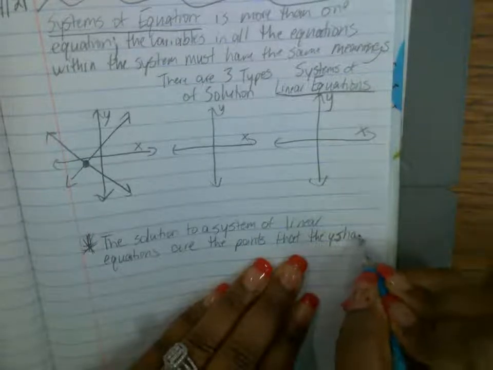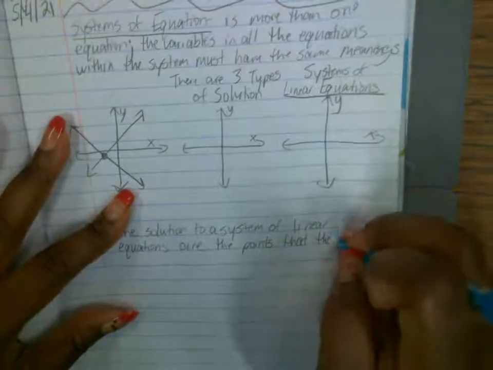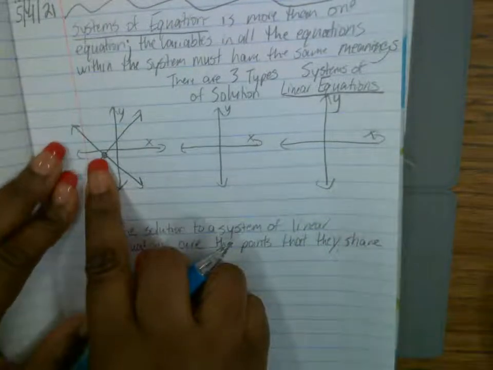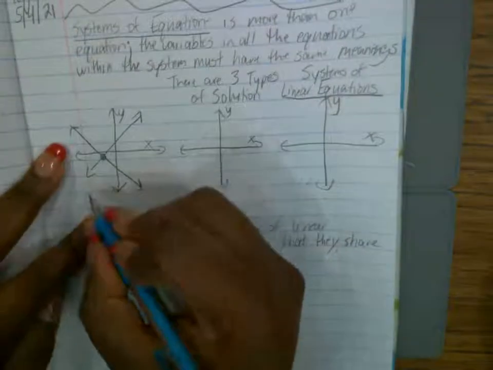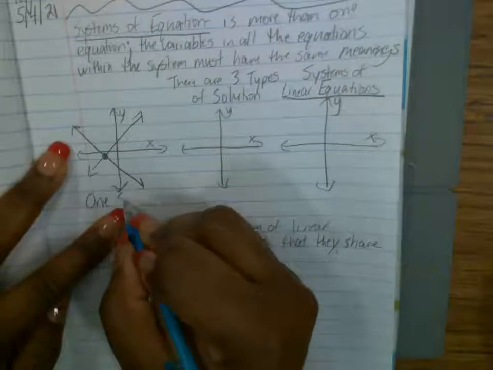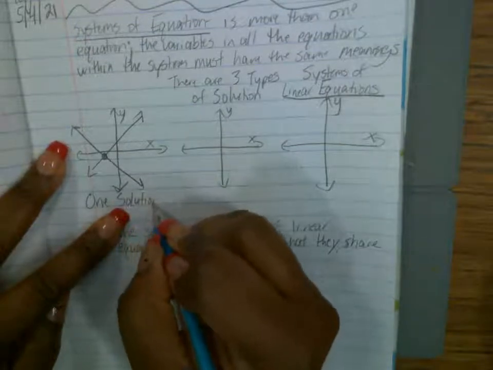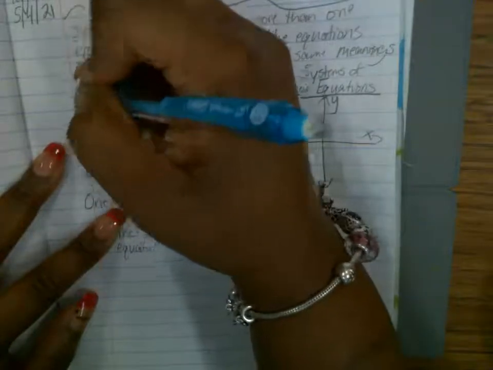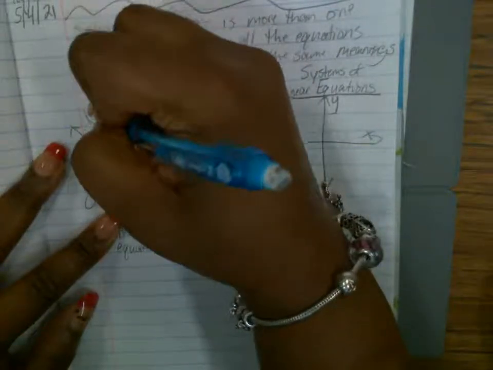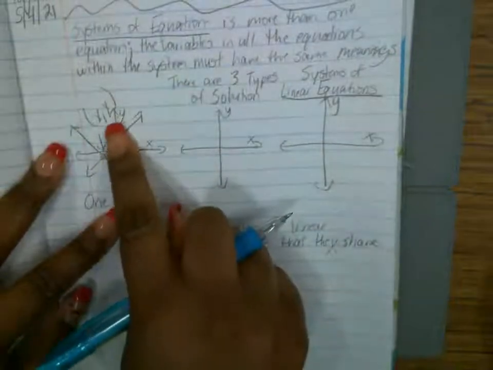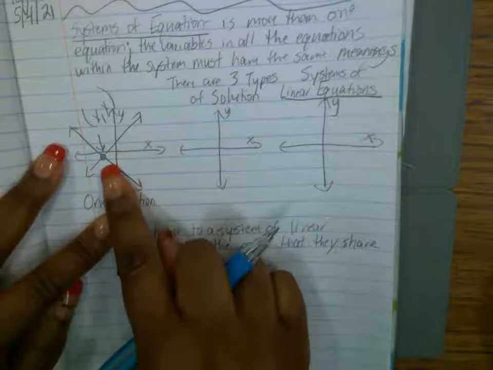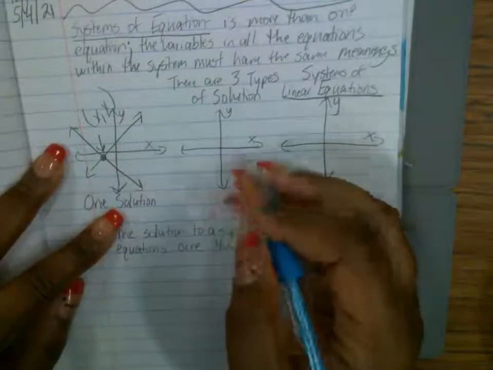Okay? All right, so if they cross each other at one point, this one point is the solution. So this has one solution. And that one solution is the one point that they share. So the solution here is going to be whatever that one point is that they share. This ordered pair is the solution.